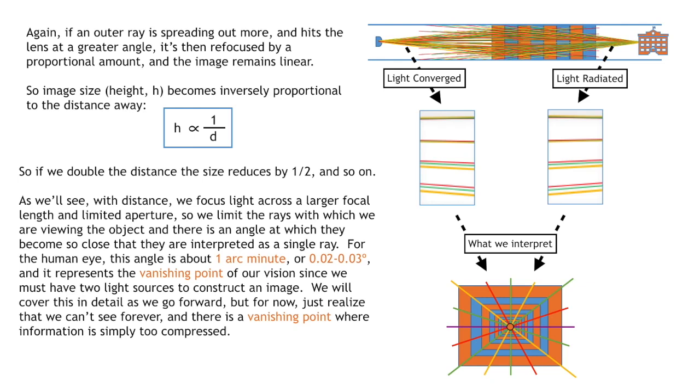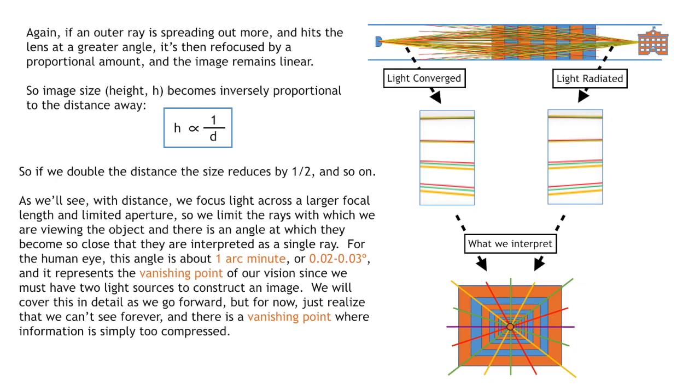So as we'll see, with distance, we focus light across a larger focal length and limited aperture. So we limit the rays with which we are viewing the object, and there is an angle at which they become so close that they are interpreted as a single ray. For the human eye, this angle is about 1 arc minute, or 0.02 to 0.03 degrees, and it represents the vanishing point of our vision, since we must have 2 light rays or 2 light sources to construct an image. We will cover this in detail as we go forward, but for now, just realize that we can't see forever. There is a vanishing point where information is simply too compressed.